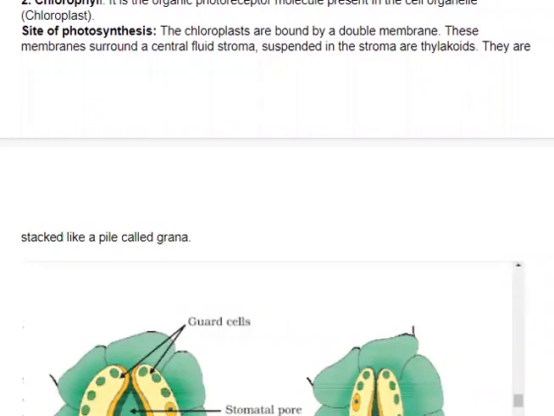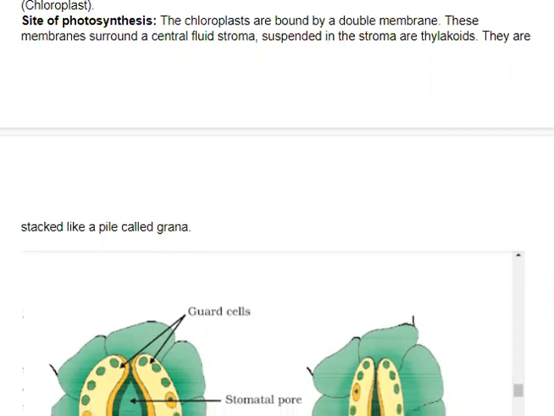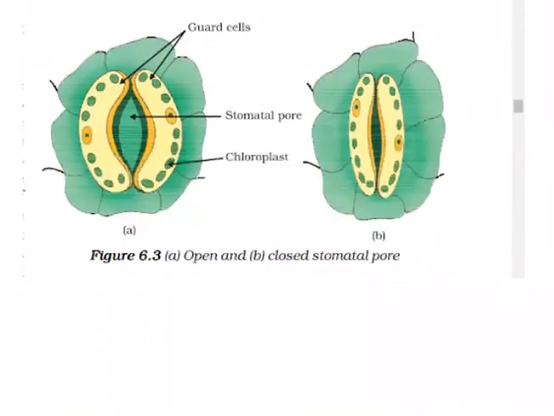The chloroplasts are bound by a double membrane, and these membranes surround the central fluid stroma. The fluid part of the chloroplast is known as stroma, and suspended in the stroma are thylakoids. They are stacked like a pile, called grana. They lie one on top of another, and we call them grana. Here you can see the diagram, very important from the examination point of view.